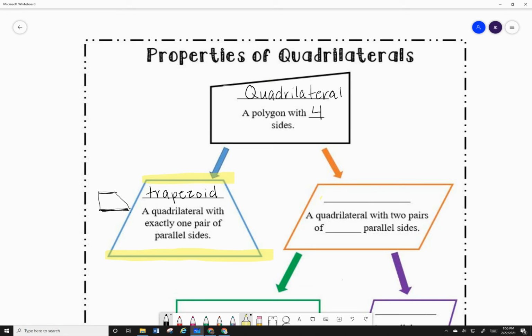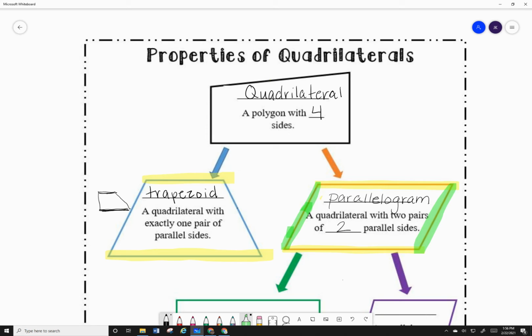So this first four-sided figure, the orange quadrilateral, is a quadrilateral, but unlike the trapezoid that has only one pair of parallel sides, it has two pairs of parallel sides. So the top and bottom of the shape are also parallel, but in addition to the top and the bottom, the sides are parallel to each other. So this quadrilateral is known as a parallelogram. And it has two pairs of parallel sides.